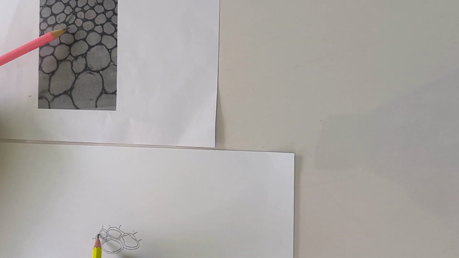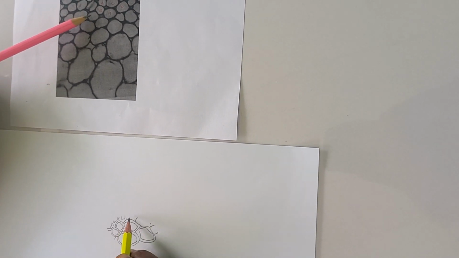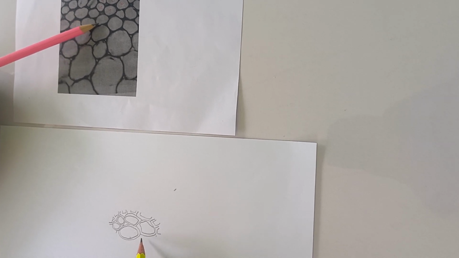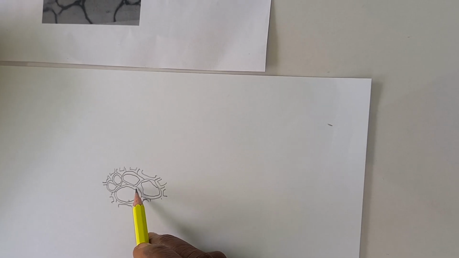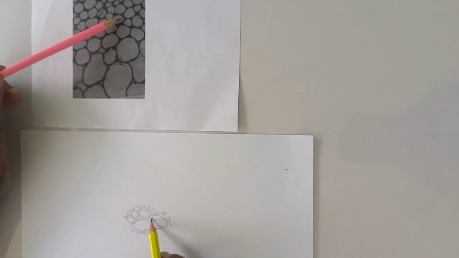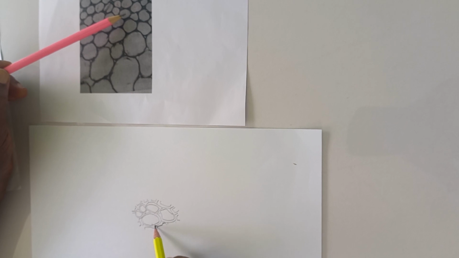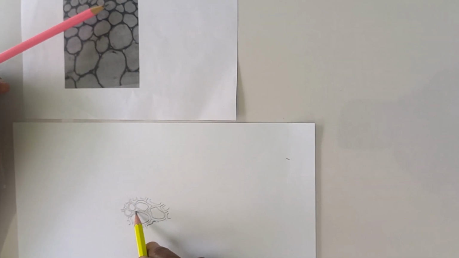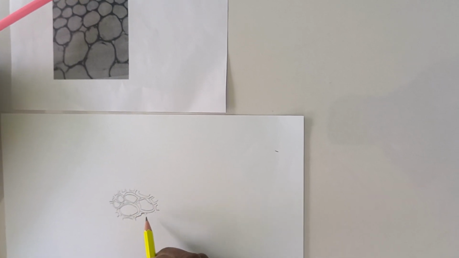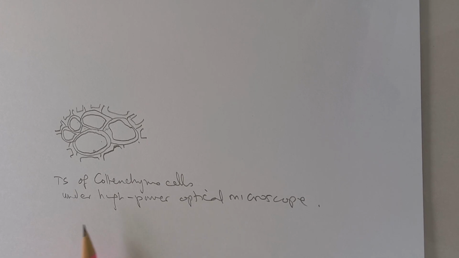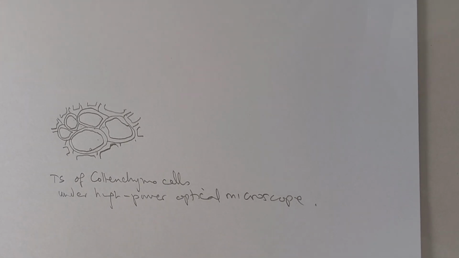So that is how you gauge to draw Collenchyma cells. And we don't have to shade anything. See that this wall is thick here. Here is thick. Here is thin. See, all here is thick. Here is thick. There's a thick wall here. So this is our Collenchyma. So that is the TS of Collenchyma cells under a high power optical microscope.